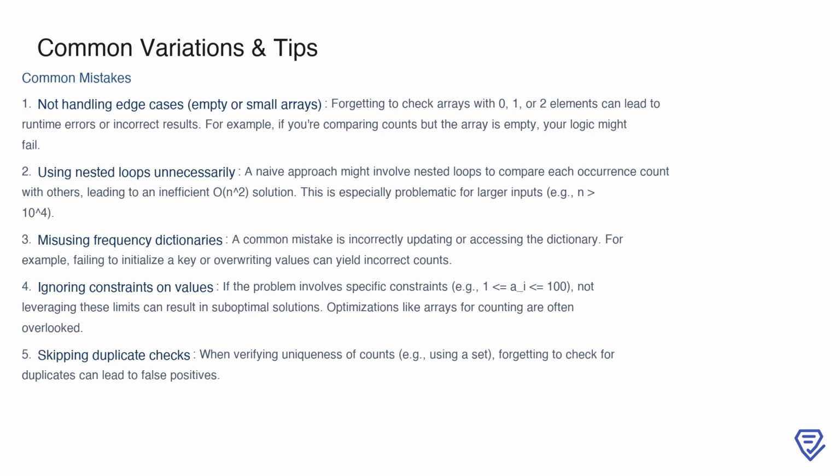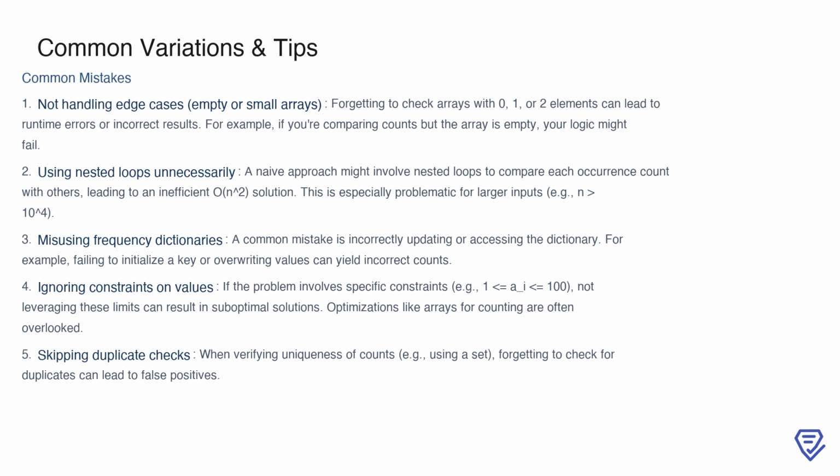First, forgetting to handle edge cases like empty arrays or arrays with very few elements can lead to unexpected errors or incorrect results. For instance, if the array is empty, there's nothing to count, and your logic might fail unless you explicitly account for this. Another frequent mistake is using nested loops to compare occurrence counts. While this might seem straightforward, it leads to a time complexity of O(n squared), which becomes extremely inefficient for larger input sizes, such as arrays with tens of thousands of elements.